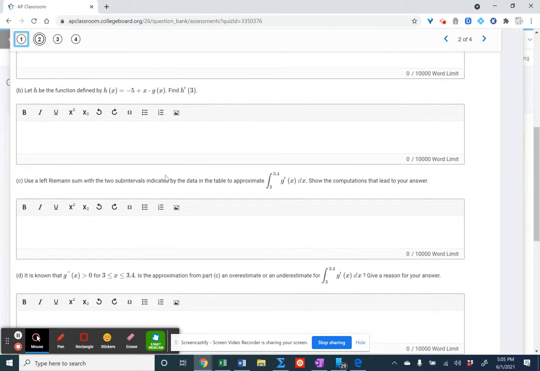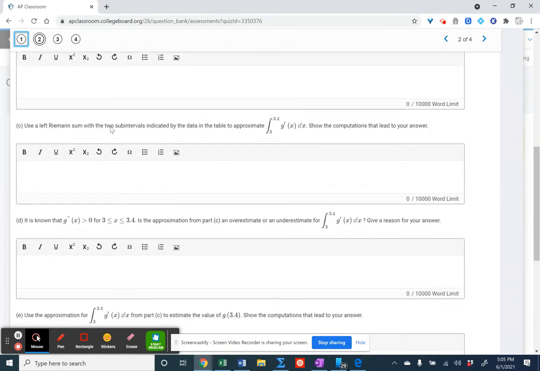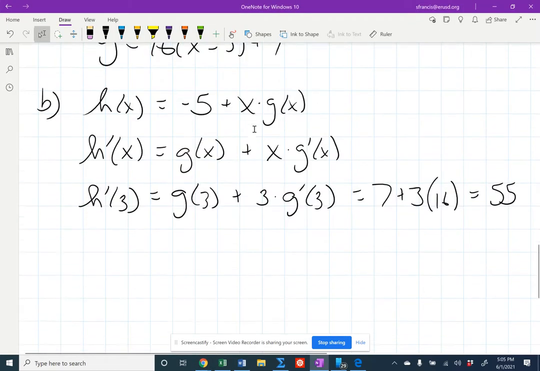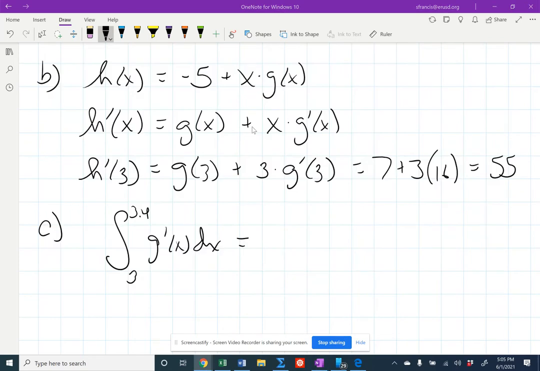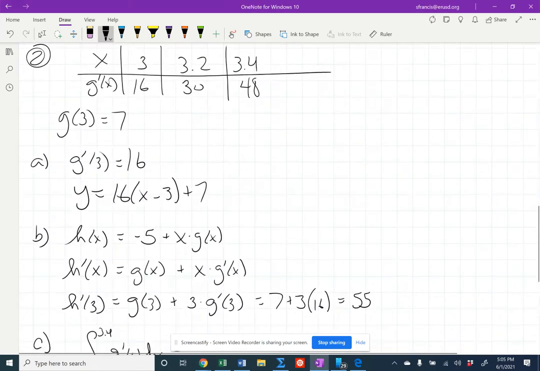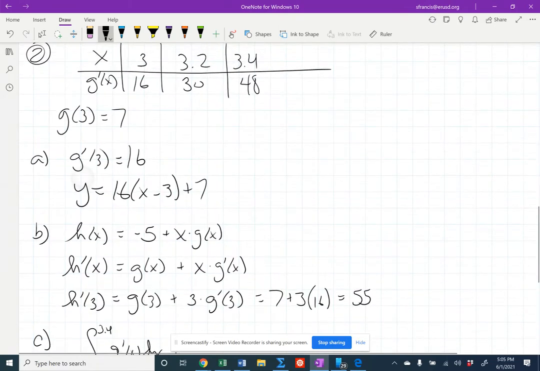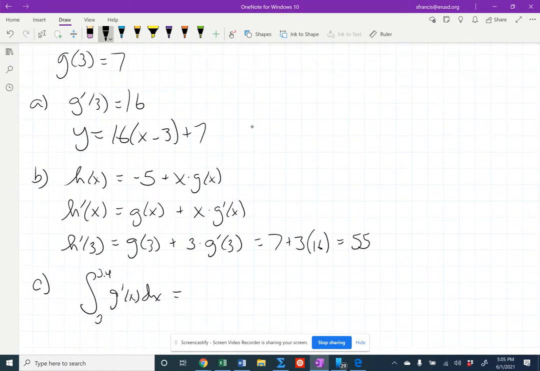Okay, moving on to part C. Use a left Riemann sum with 2 subintervals indicated at the table to approximate the definite integral from 3 to 3.4 of g prime and show the computations. All right, so we're going 3 to 3.4 of g prime. And it's a left Riemann sum. So the first, oops, I got the table up here. All right, so the first interval is from 3 to 3.2, so it's got a width of 0.2.